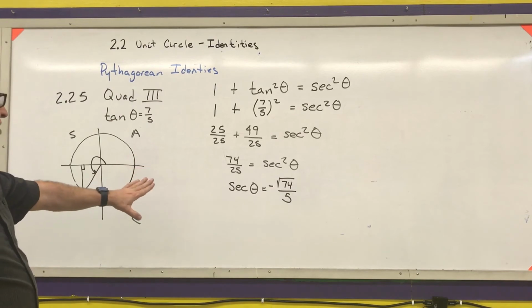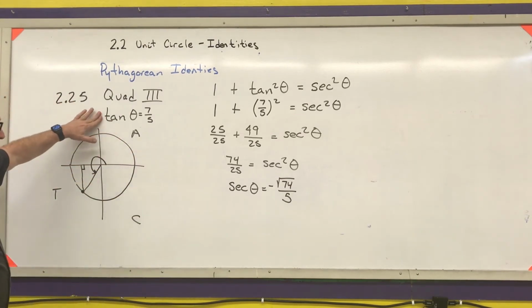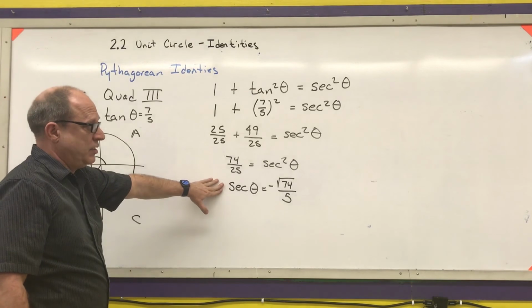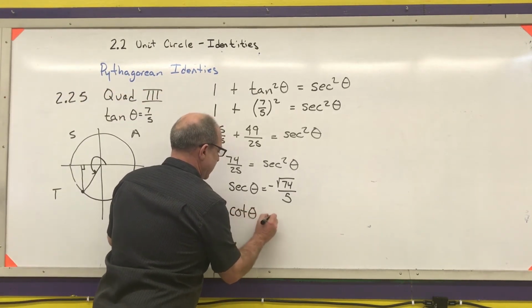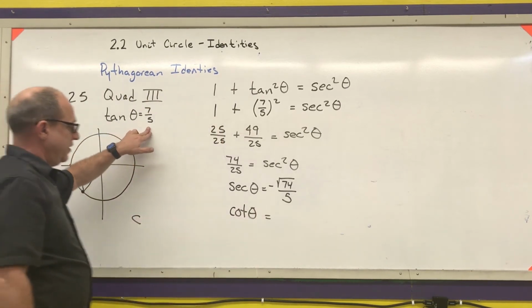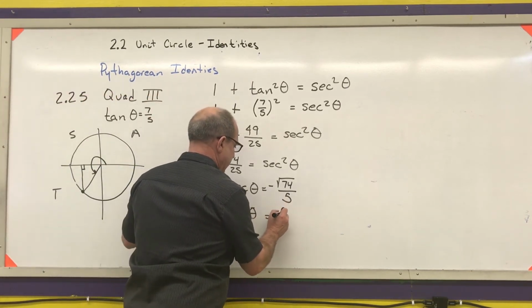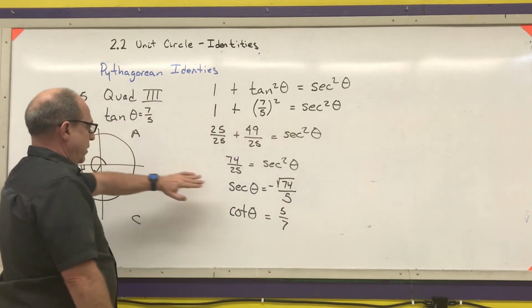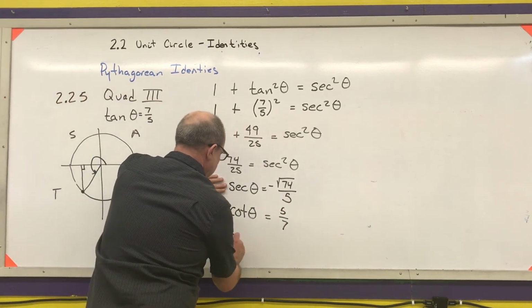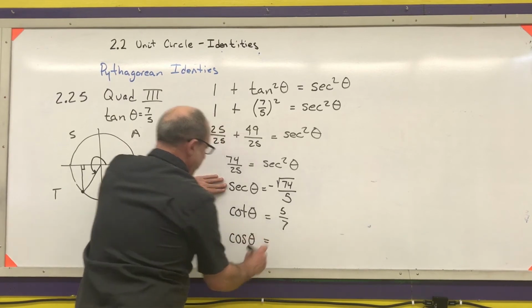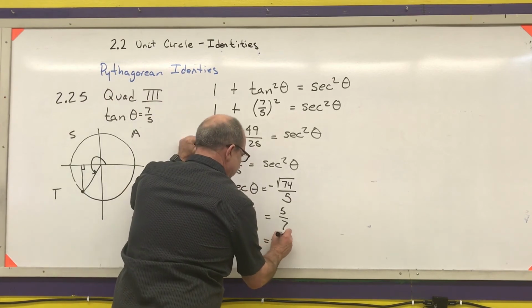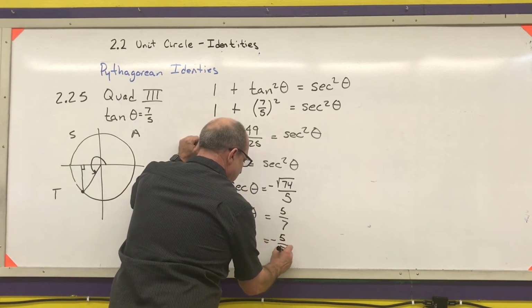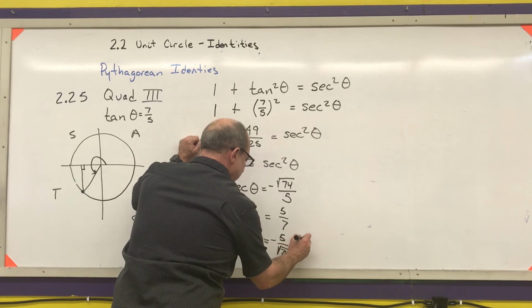Okay, from this one I can get cotangent, from this one I can get cosine. So cotangent of theta is the reciprocal of tangent of theta, which would be 5/7. And then cosine of theta is the reciprocal of secant of theta, so it's going to be negative 5 over root 74, which is negative 5 root 74 over 74.